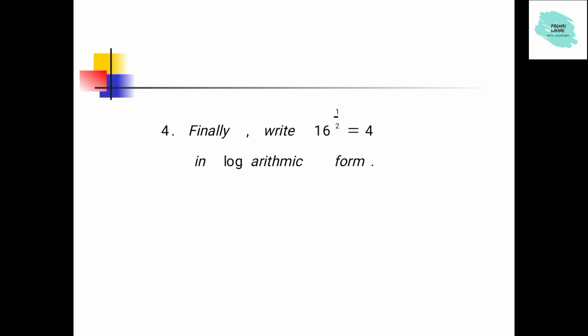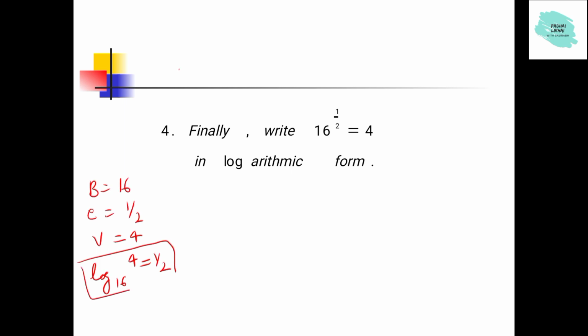Again, the exponent form is written here. You have base 16, exponent 1 by 2, value 4. So the log form is log base 16, value 4 equal to 1 by 2. This is the log form of this exponent form. Is it fine? If you have any doubt, please comment.